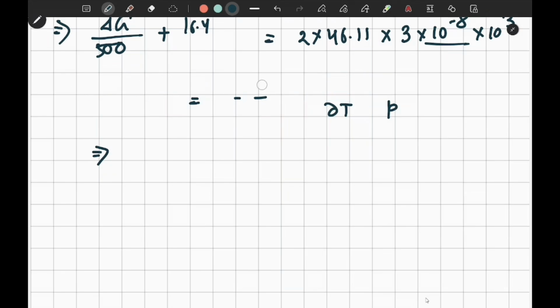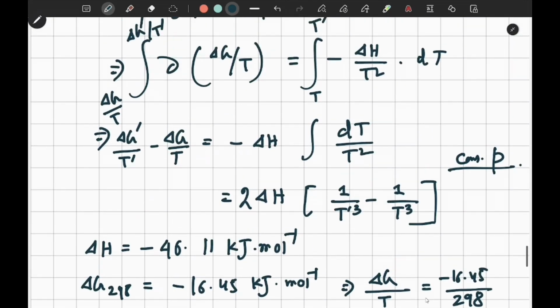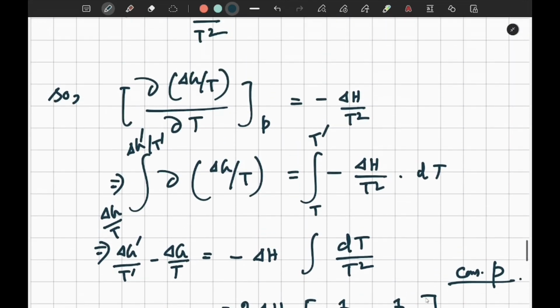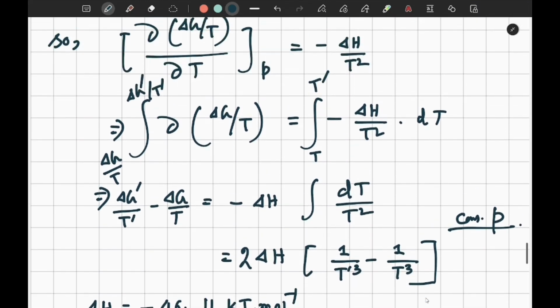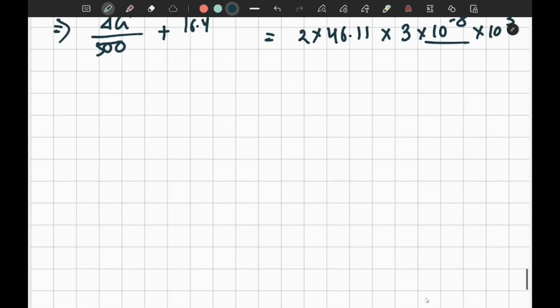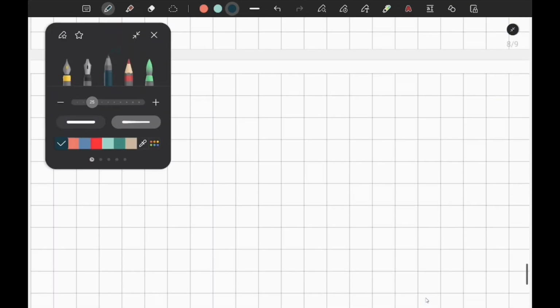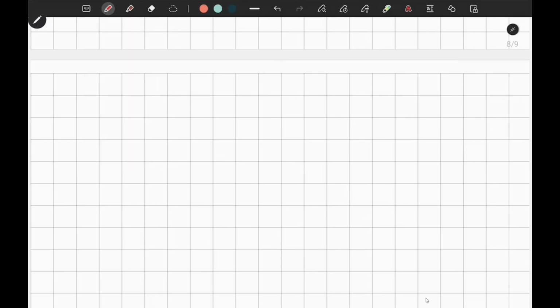I don't think this is wrong, but this minus 8 is... okay. For the time being, I will figure it out and discuss it in the next class. Without wasting our time, because we have to discuss lots of questions.